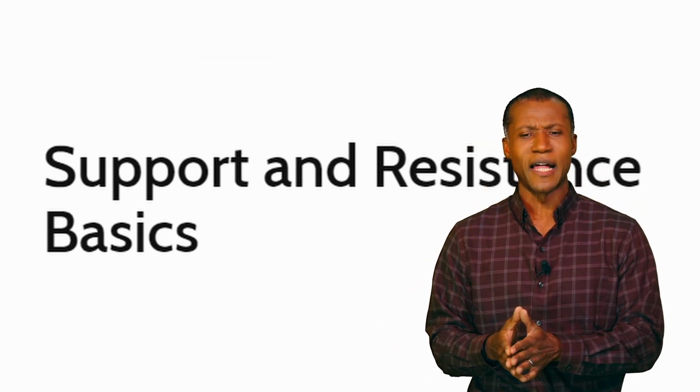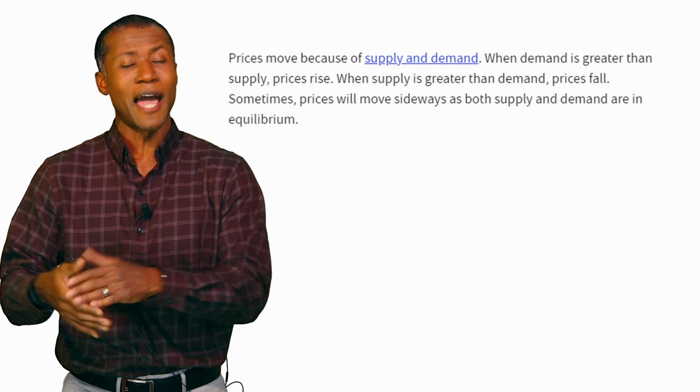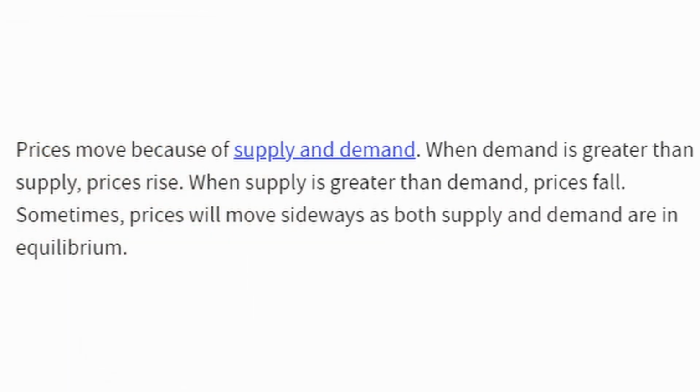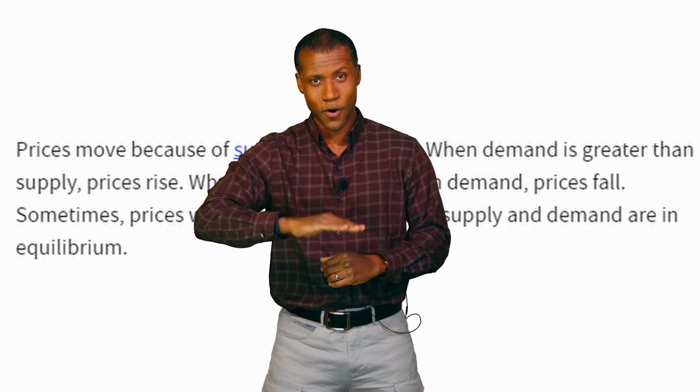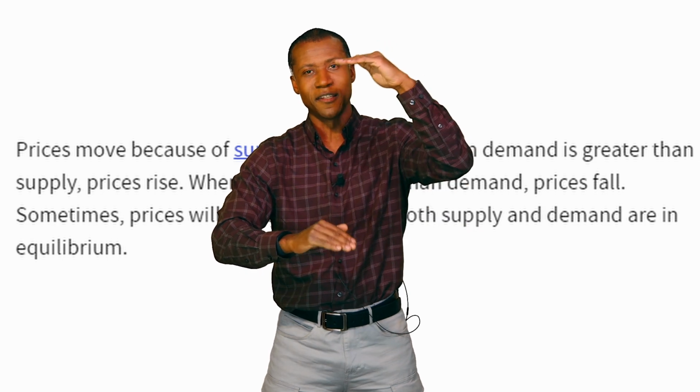Prices move because of supply and demand. When demand is greater than supply, prices rise. A lot of times you get into a price zone where there's an equilibrium. When you get to those prices, you can see support down low or resistance up top.